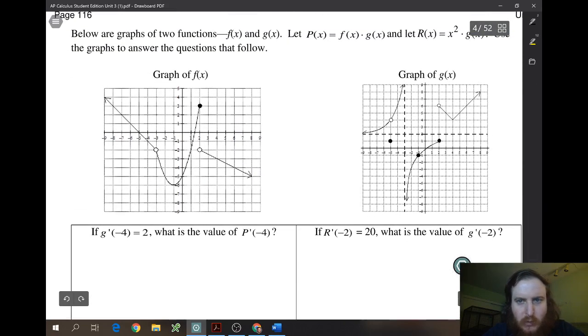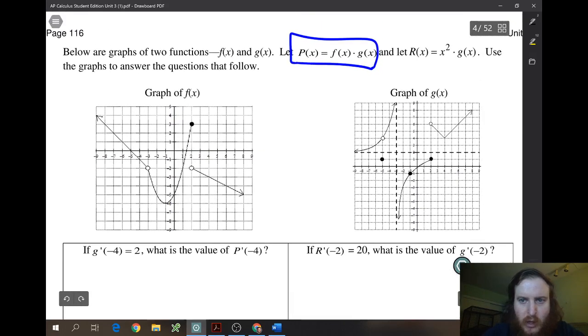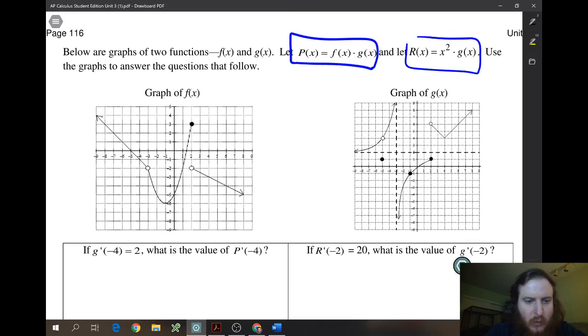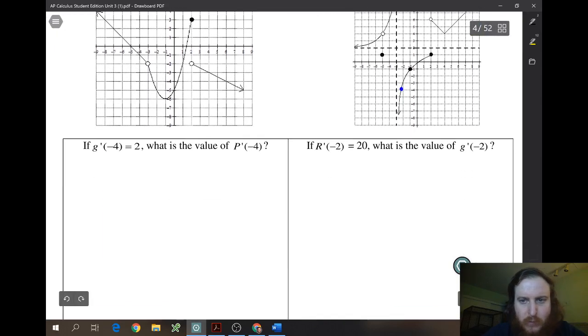So now let's look at some graphs. We're saying let p of x equal f of x times g of x, and also let r of x equal x squared times g of x. So if g prime of negative 4 is equal to 2, they're telling us that the derivative at negative 4 is equal to 2, right here. The slope they're telling us is just 2. Then what is the value of p prime of negative 4?